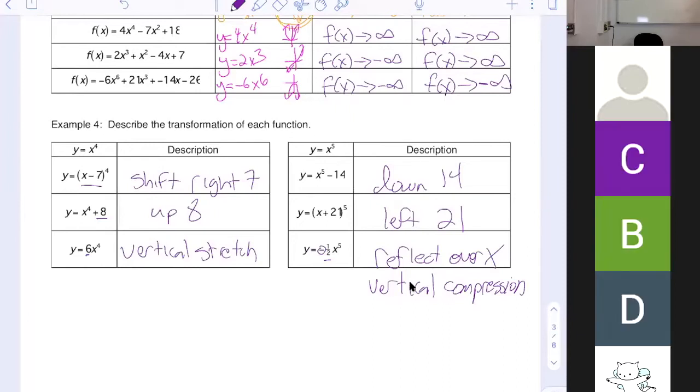Mr. Bassler? Yes. Can you go back to the first page, please? Mm-hmm.